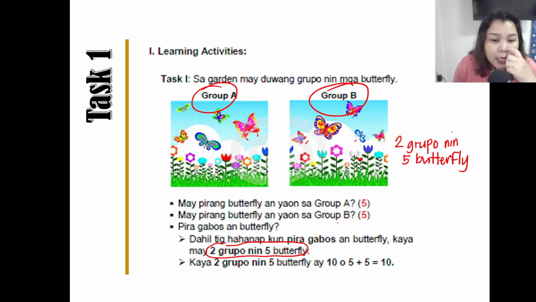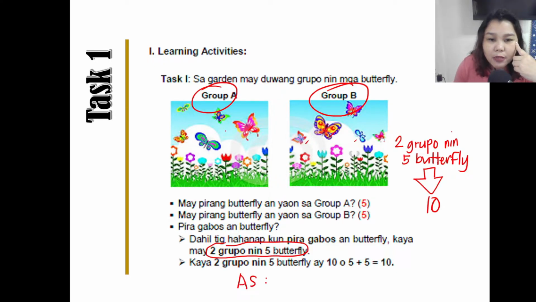Okay, kaya duwang grupo ng butterfly, 10. So, kung duwang grupo ng 5, bilang kita, 1, 2, 3, 4, 5, 6, 7, 8, 9, 10. So, igwa kita nin total of 10. Okay. How can we write that into an addition sentence?